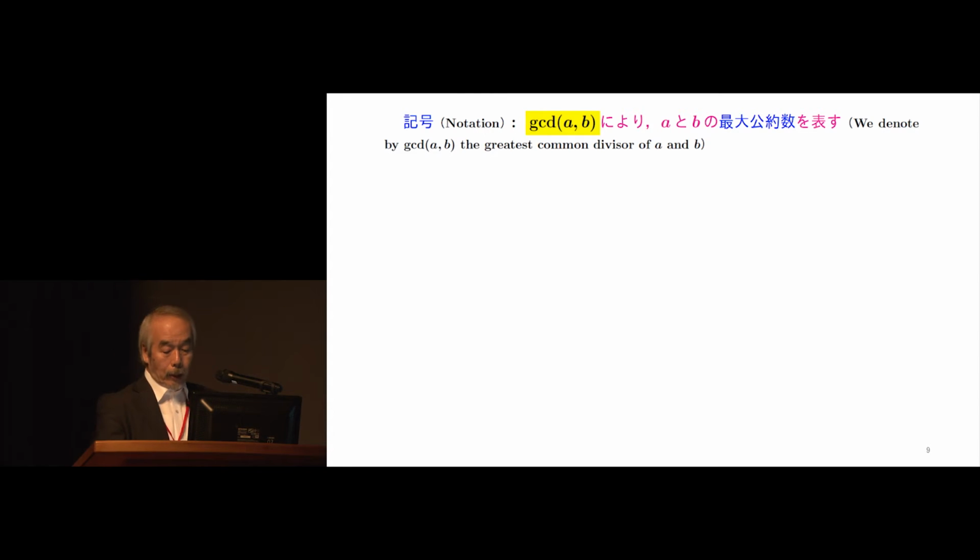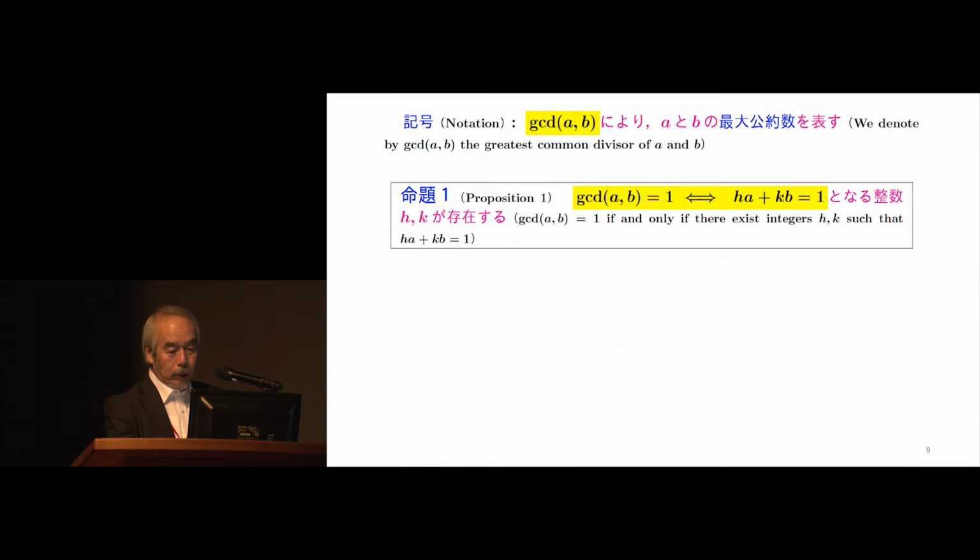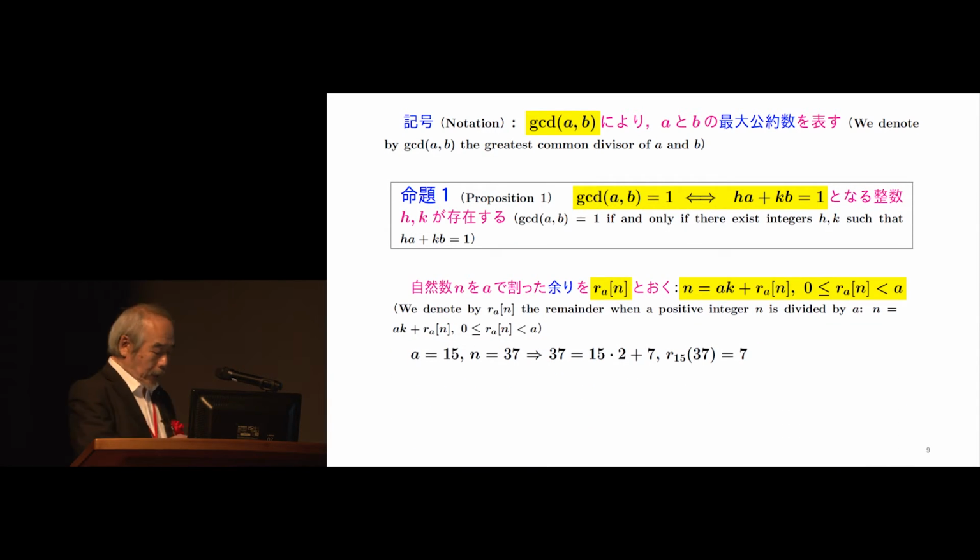GCD(A, B). When it's 1, this means A and B are co-primes. Next, another notation. We denote by R_A(n) the remainder when a positive integer n is divided by A.